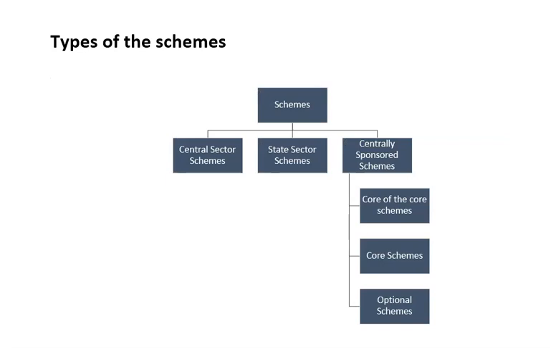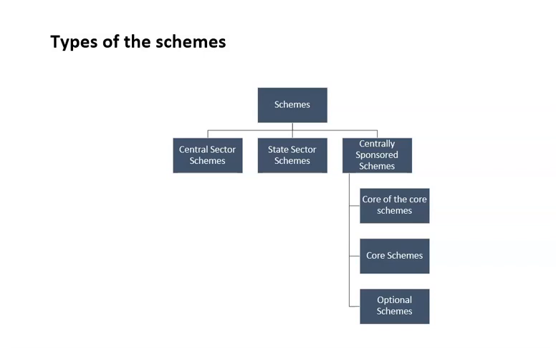From the given flowchart, we can see that the schemes are divided as central sector schemes, state sector schemes and centrally sponsored schemes. Central sector schemes are those designed and funded by the central government, and they include the subjects mentioned in the Union List in the 7th Schedule. Similarly, state sector schemes are designed and funded by the state government, and these are on the subjects mentioned in the State List in the 7th Schedule. And the third category is centrally sponsored schemes. In this, the central government and the state government come together to implement schemes related to national development.